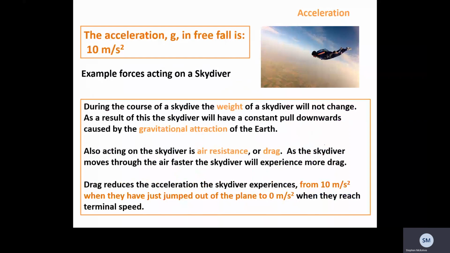Acceleration in free fall is 10 meters per second squared. And there it is. So during the course of a skydive, the weight of the skydiver will not change, weight acting downwards. Say this person is 80 kilograms, we're going to give them a weight of 800 newtons. It's caused by gravitational attraction of the Earth. There will also be air resistance acting in the opposite direction.